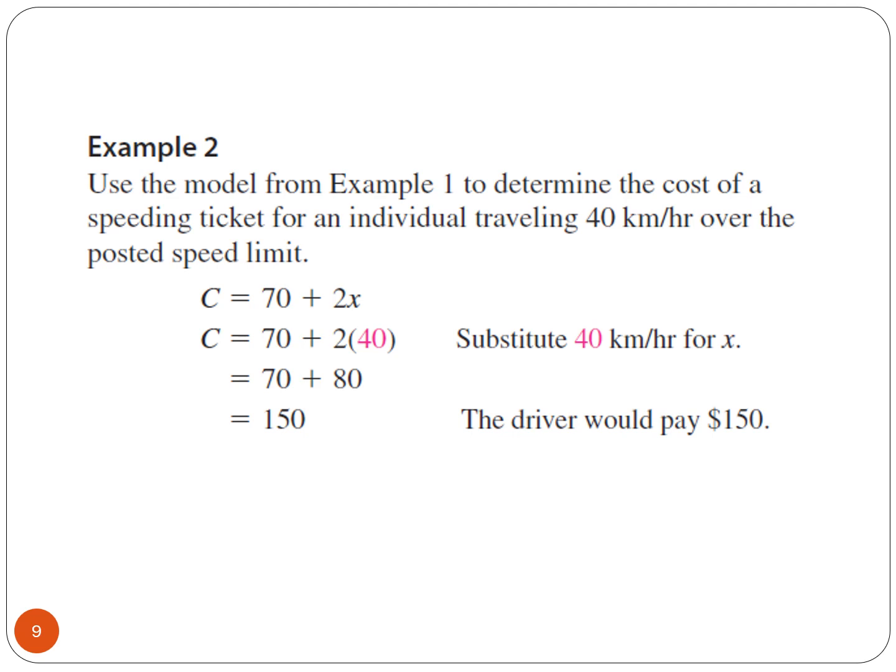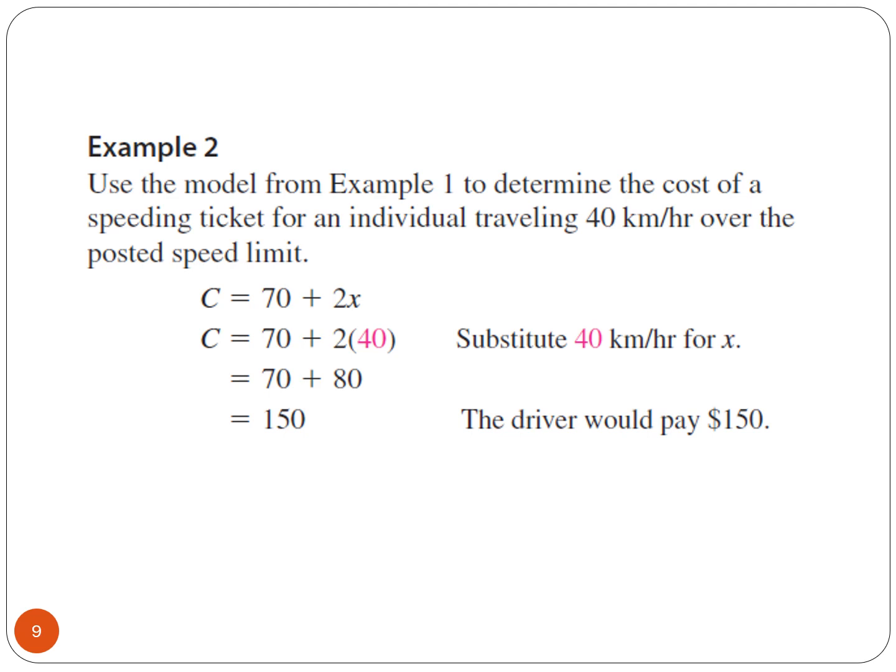We will see how to use the formula. In real life, how do you use a formula? We want to use the model we just did to determine the cost of a speeding ticket for an individual traveling 40 kilometers over the posted speed limit. Here is our model, here is our formula: C equals 70 plus 2x. How do we calculate the cost? Well, what is x? x is 40, because the person is traveling 40 kilometers over the speed limit. What we do to use the formula is replace x by 40, substituting 40 for x.